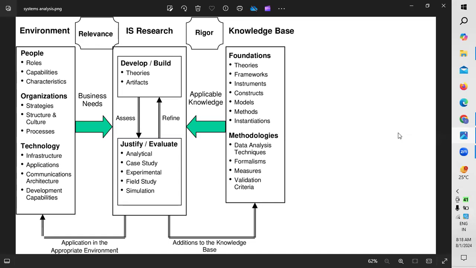Once we have identified the environment, the relevance of business needs should be taken into consideration, wherein we need to develop and build different theories and artifacts. We then have to assess these using different analytical tools, by performing case studies, doing experiments, or field study simulations. This is something we normally have to assess. Once we have assessed, we need to refine those. So building and refining these is also one of the key and important elements.